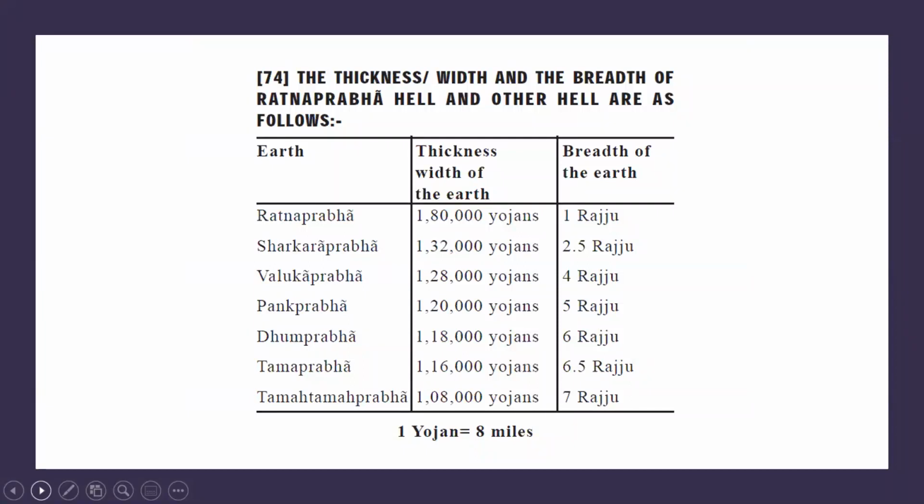So in the next slide, we'll see what is the thickness and what is the breadth of each of the Narkavas. First Ratna Prabha, as we saw, is 180,000 yojans in thickness, but the width is 1 Rajju. The second Sharkara Prabha decreases to 132,000 yojans and the breadth is 2.5 Rajjus. Similarly, if you go down all the way to the seventh Narak, that is Mahatama Prabha, the thickness is 108,000 yojans and the width is 7 Rajjus. So the width increases and the thickness decreases as you go down.